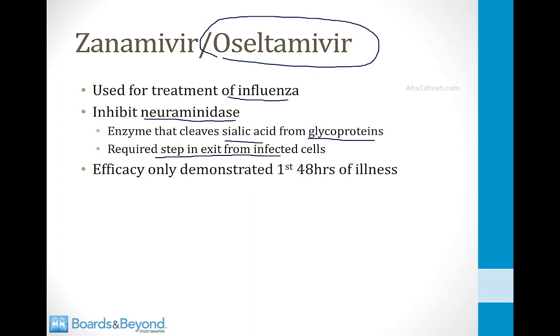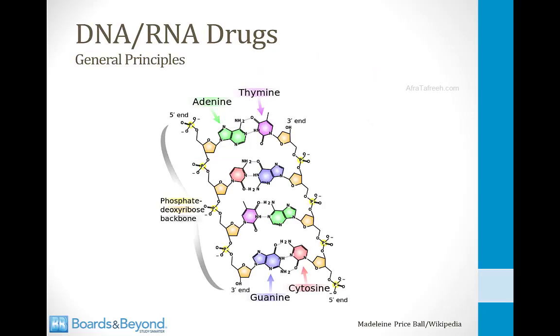These drugs have only been studied and shown to be efficacious in the first 48 hours of illness, so they're not useful if someone's had the flu for 5 days, and they don't really have any important side effects that you need to know about. Zanamivir is an inhaled medication, oseltamivir is oral, and for that reason, Tamiflu is the one that's most commonly used today.